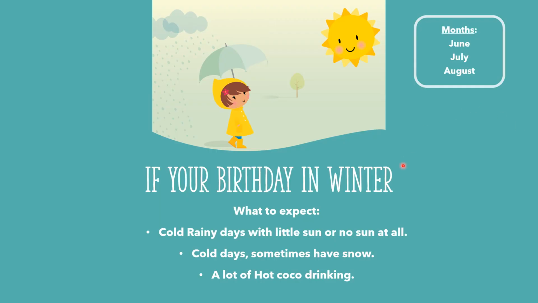Winter. Winter is quite rainy days with a little sun and sometimes no sun at all. You should be born around the months of June, July, and August, right after autumn. Cold days sometimes have snow, depending on which part of the country you live in. A lot of hot cocoa drinking.